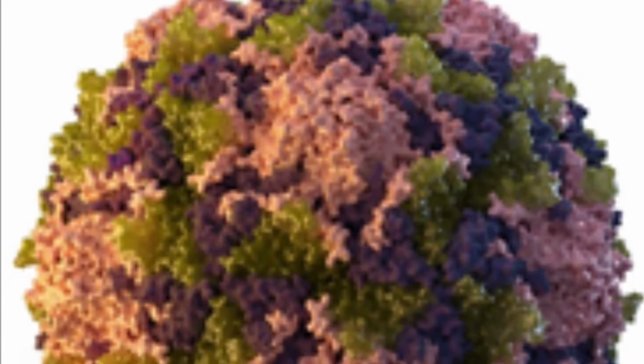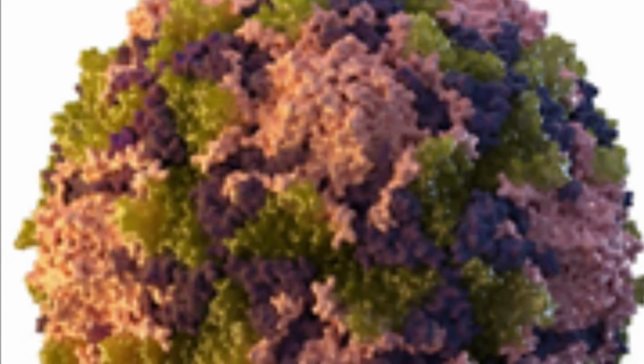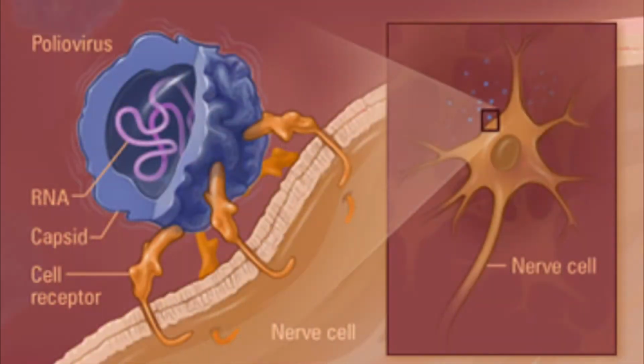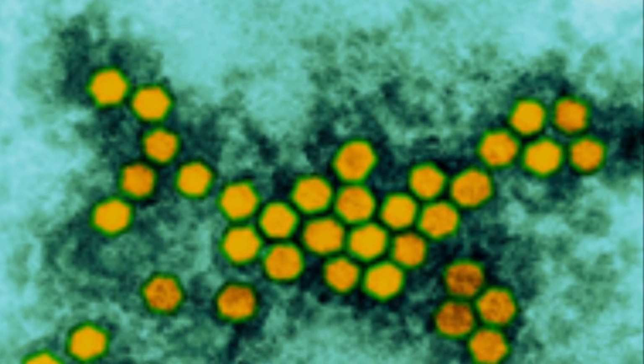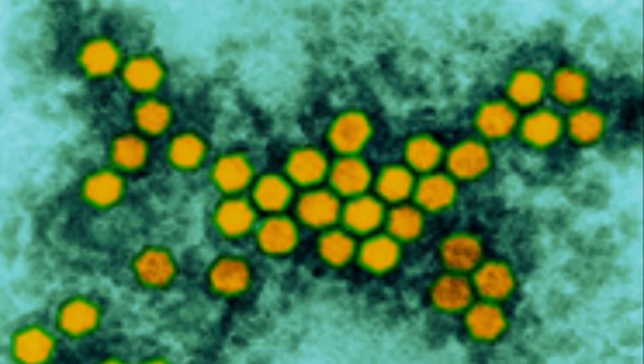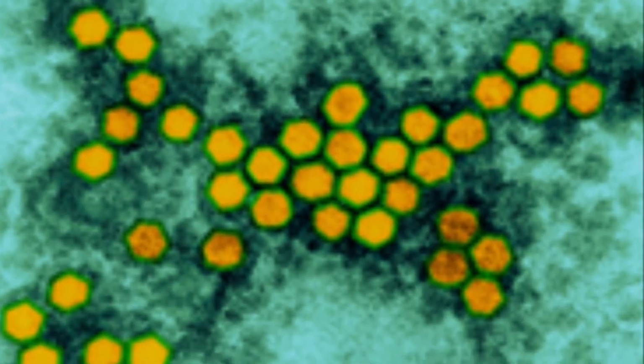Number 2, what does it look like? So the first image you see here is just simply the poliovirus, and it kind of looks like a planet. The second image is showing how the poliovirus attaches to the cell. And the third and final image is showing the poliovirus under a microscope.